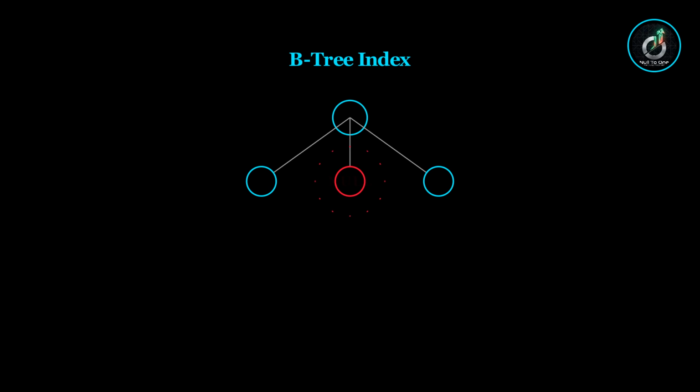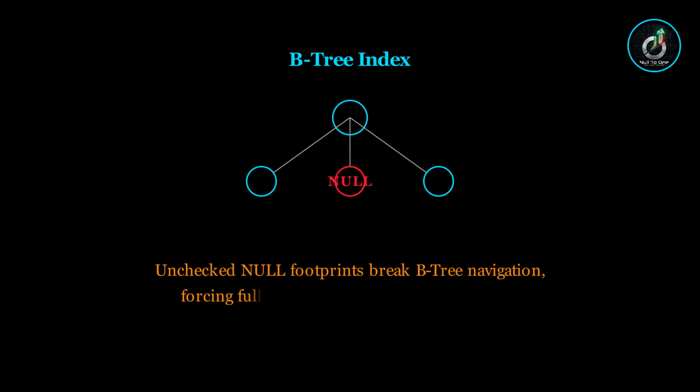Even worse, letting unchecked null footprints leak into columns that require indexing breaks your B-tree navigation paths, forcing database query planners to execute full table scans that slow your system to an absolute crawl.